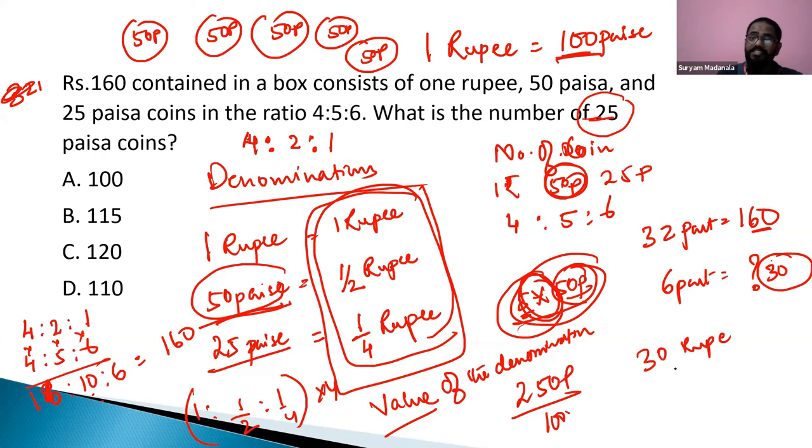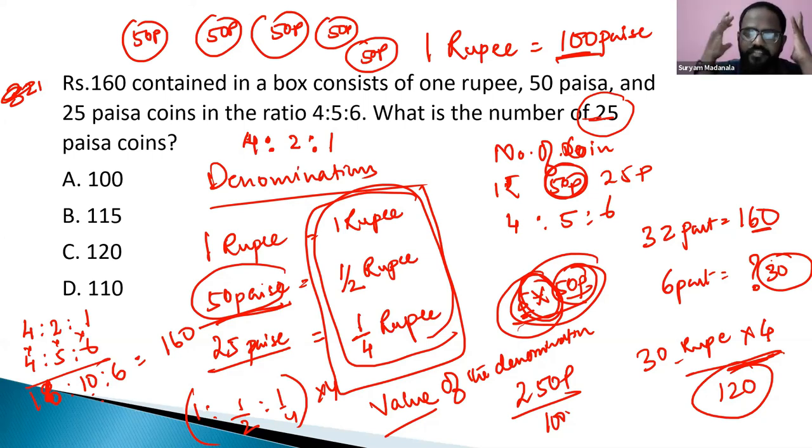That means how many 25 paise coins are there? You need to multiply it with 4, because 1 rupee equals 4 25 paise coins. So 30 rupees equals 120 coins of 25 paise. This is a tough one for you guys. I understand, I placed a tougher one. Don't worry, you just follow the explanation here. You will get it.